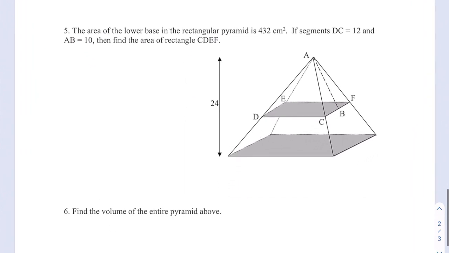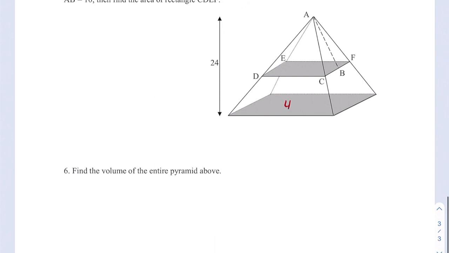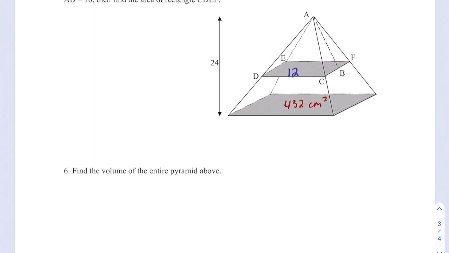So for number 5, it says the area of the lower base in this rectangular pyramid, so it is not a regular square, but it's a rectangular pyramid, is 432 square centimeters. It says that segment DC is 12 and AB, this right here, is 10. It says find the area of CDEF.